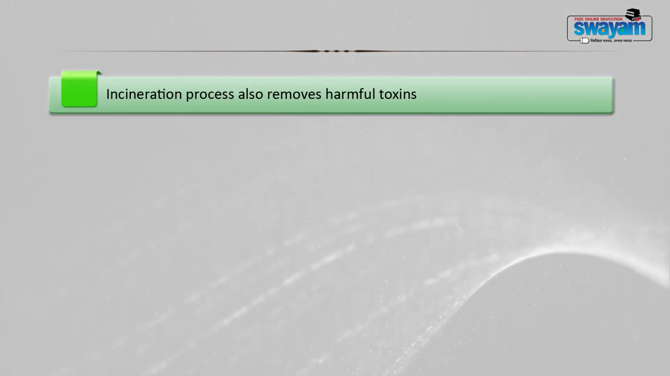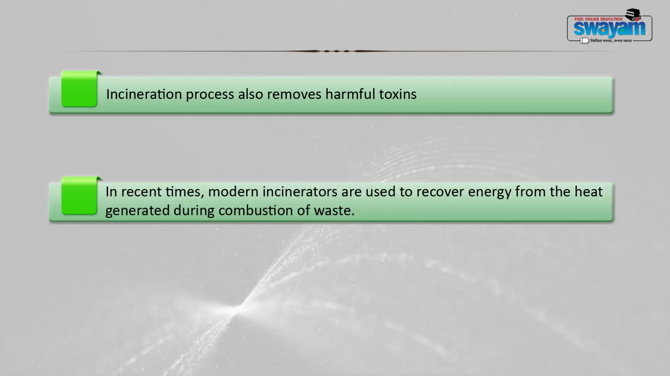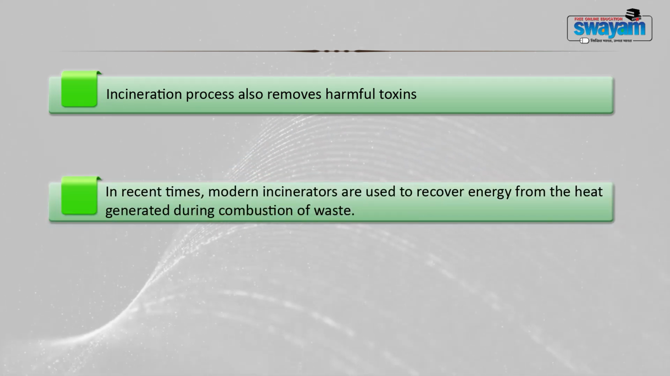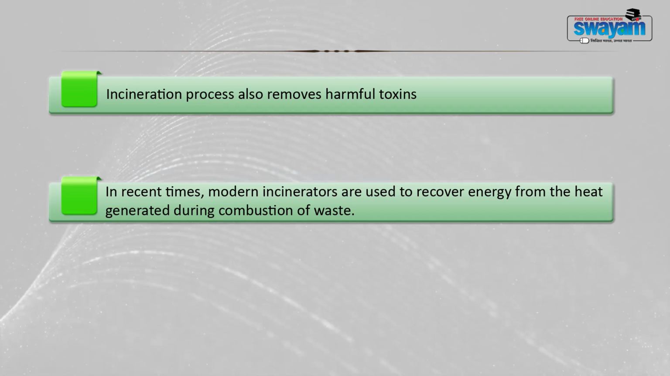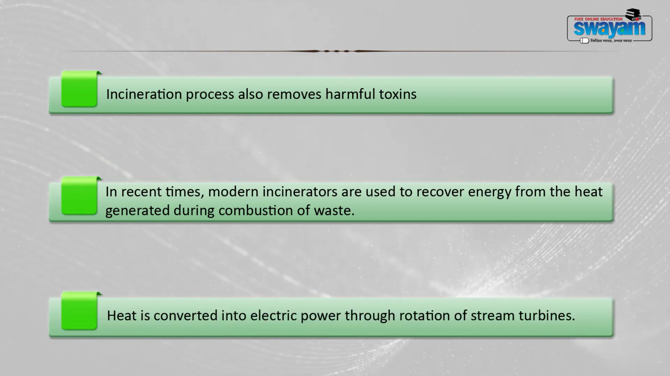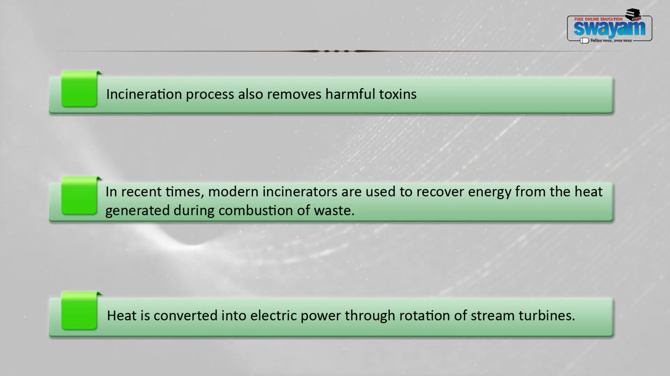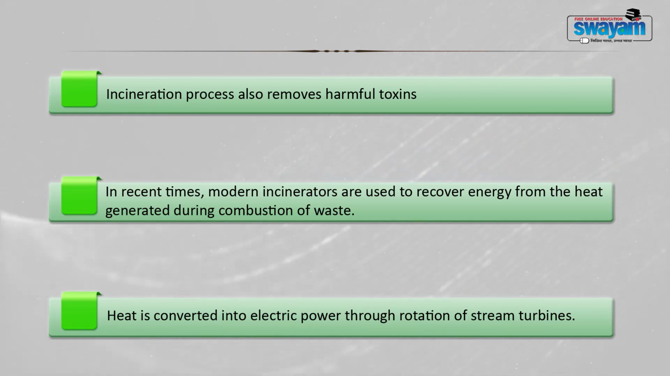Now, in addition to these, the incineration process also removes harmful toxins. In recent times, these incinerators are also used for recovering a lot of energy from the heat that is generated during the combustion of waste. Now, you add waste into an incinerator, you supply oxygen, you apply heat of 900 to 1100 degrees Celsius. During the destruction of waste, a huge amount of heat is generated. Now, this heat is converted into electrical power through rotation of steam turbines. It is almost similar to your electricity generation.